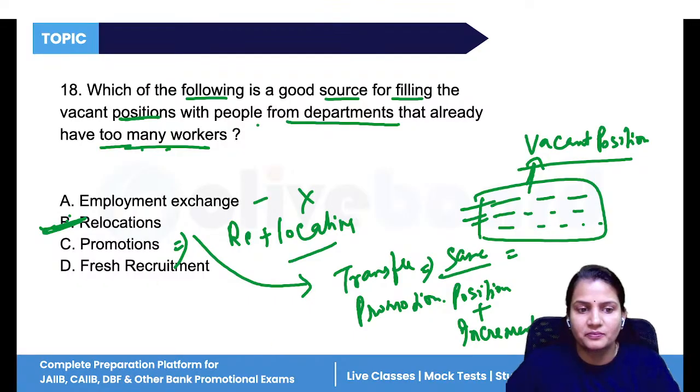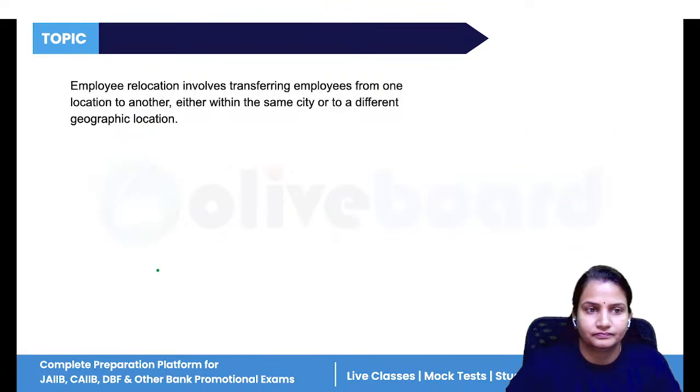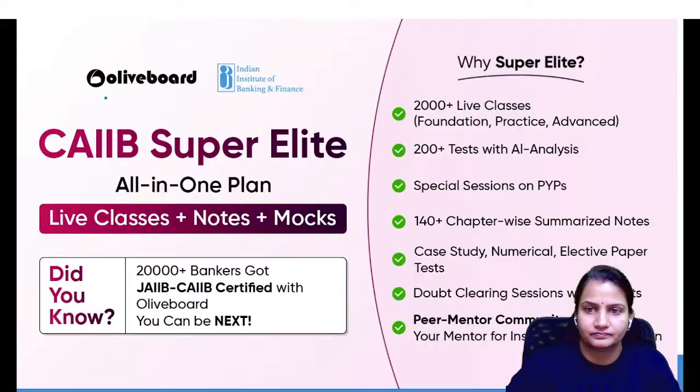And fresh recruitment means when companies recruit from outsiders in the market. That is known as fresh recruitment. It involves transferring employees from one location to another, either in the same city or in a different city.